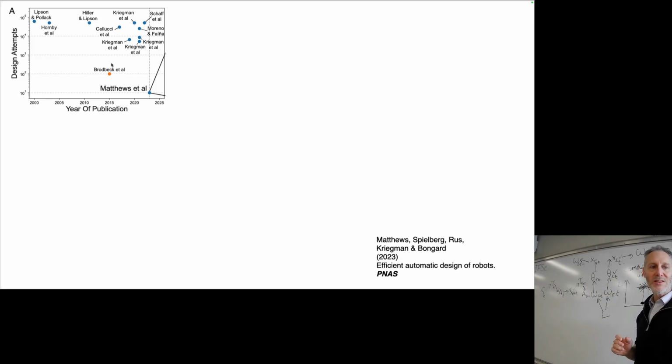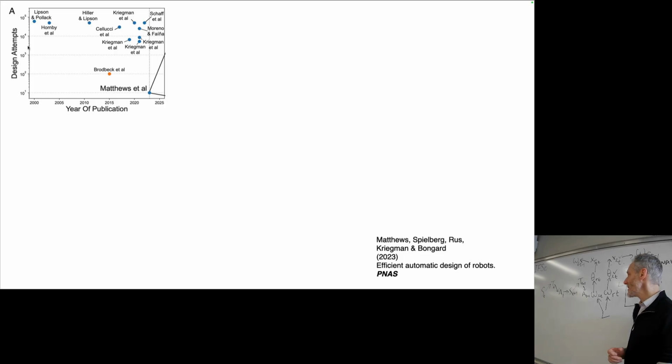We're going to start with this scatter plot up here in the upper left, which is a little bit odd because it's got people's names attached to it. Whenever we look at any graph, we always start by making sure we understand the horizontal axis, then the vertical axis. So the horizontal axis is year of publication. You can probably guess from that that the points are going to represent papers. These are papers published in the literature. And the vertical axis here is design attempts.